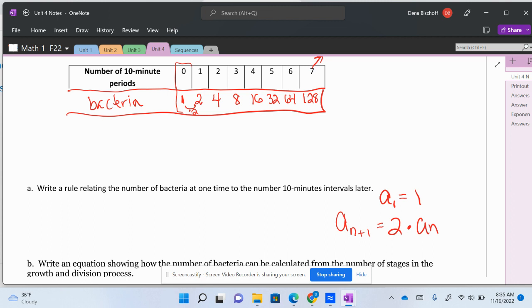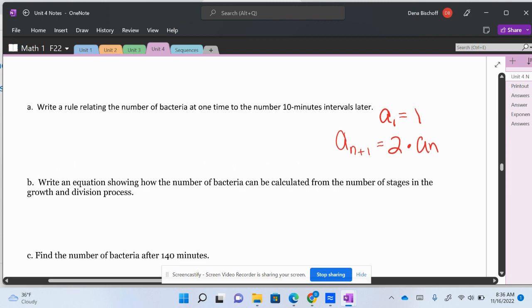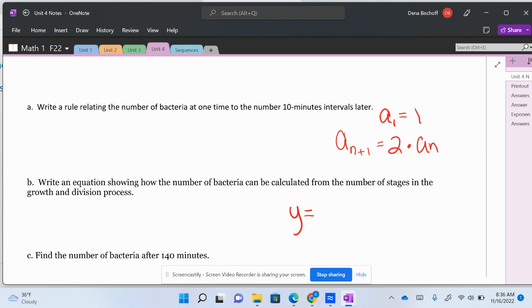Now let's write an exponential equation for that. So my exponential equation starts off with y equals, what's my initial value? 1 times what's my growth rate? To the power of x.